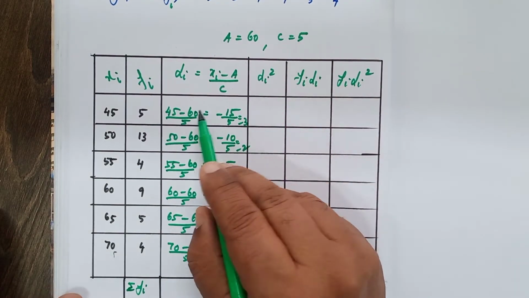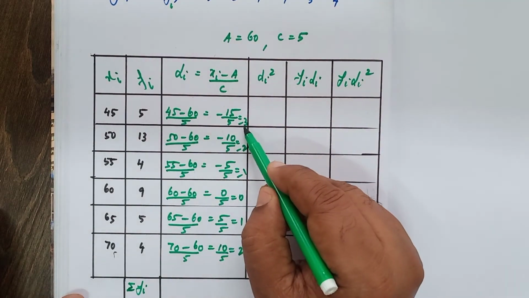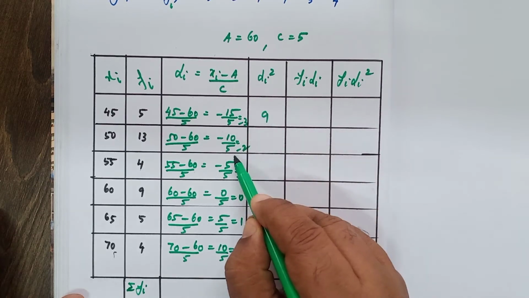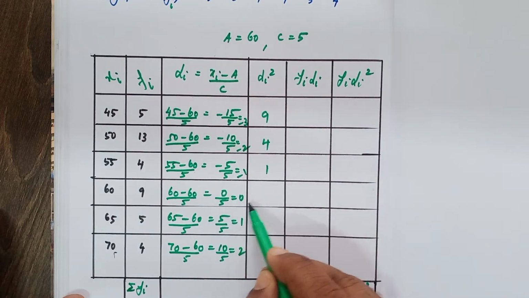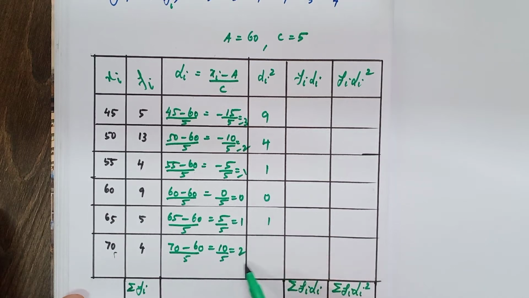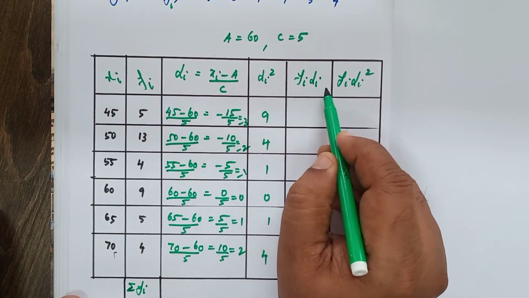Di square means here di values, each and every number should be squared. Minus 3 squared is 9. Minus 2 squared is 4. Minus 1 squared is 1. 0 squared is 0. 1 squared is 1. 2 squared is 4.